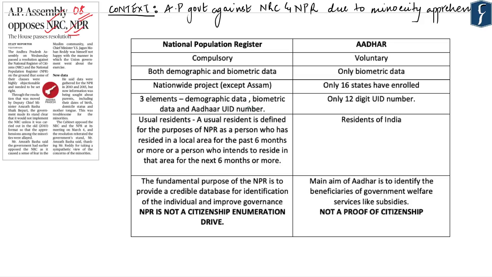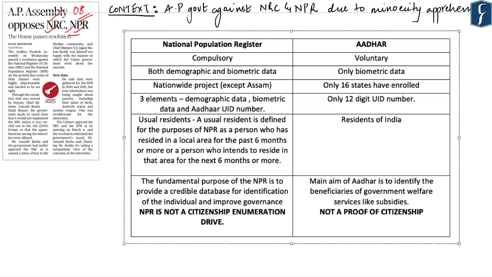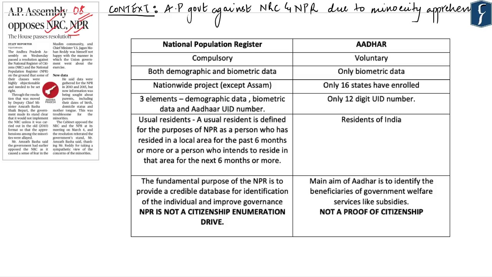Now, in December itself only, the Union government approved almost 4,000 crores for the National Population Register exercise. And like I mentioned, after the passage of the Citizenship Amendment Act of 2019, the NPR was being seen by many as a first step towards creation of the NRC. Now, though the government has tried to de-link both NRC and the NPR, however, the fears still remain.